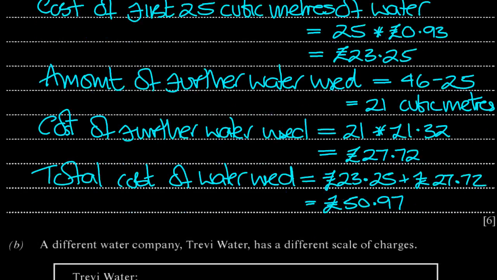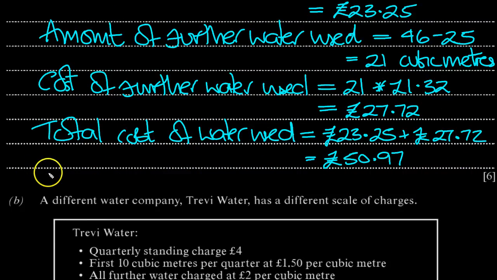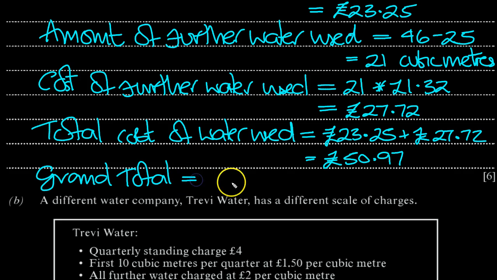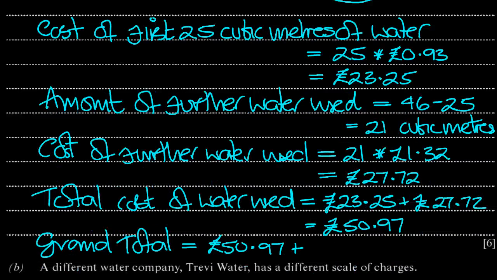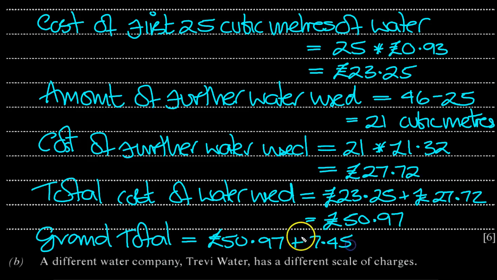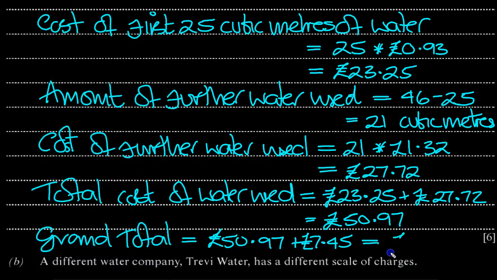So total bill then, we said the standing charge now, £7.45. So grand total equals £50.97 plus the standing charge, which was £7.45, and that equals then, let's tap it in the calculator. We've got the 50.97 plus £7.45. £58.42.